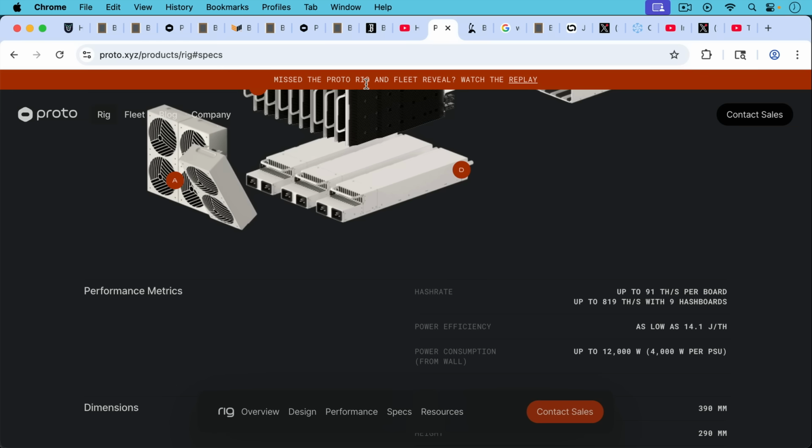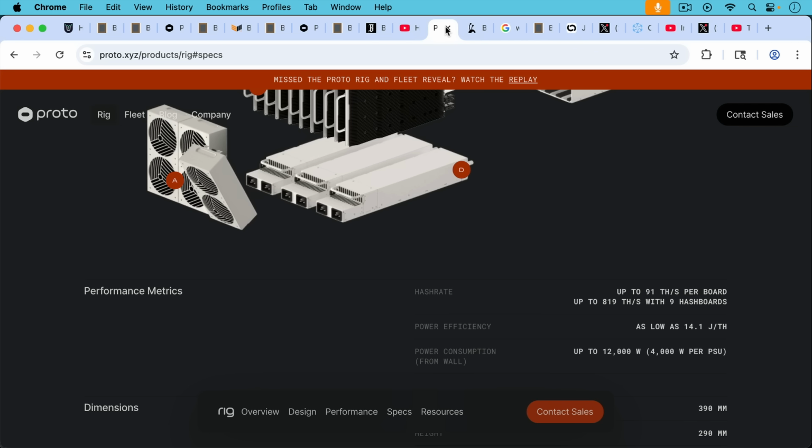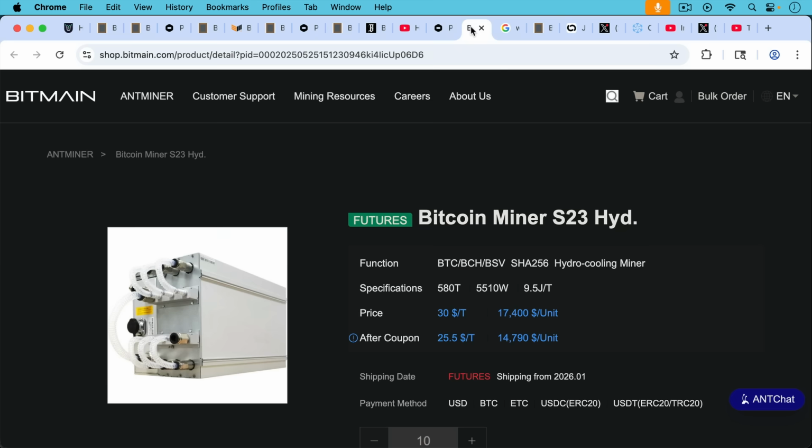If we take a look at how the Proto Rig compares to Bitmain's products, we see the power efficiency here for the rig. It says as low as 14.1 joules per terahash. Joules per terahash just measures how much energy the machine consumes in order to do a trillion hashes. A terahash is a trillion hashes. So this is how Bitcoin mining works with SHA-256. So that was, as low as 14.1 joules per terahash.